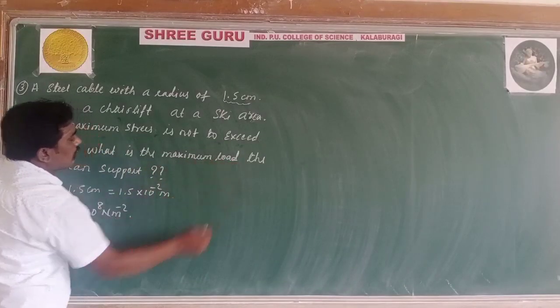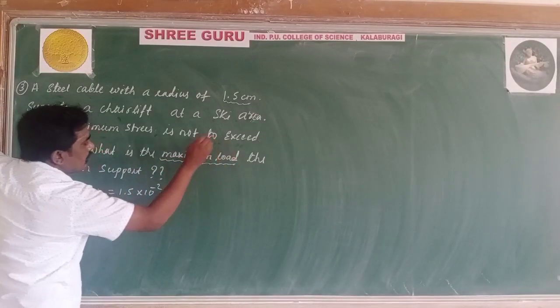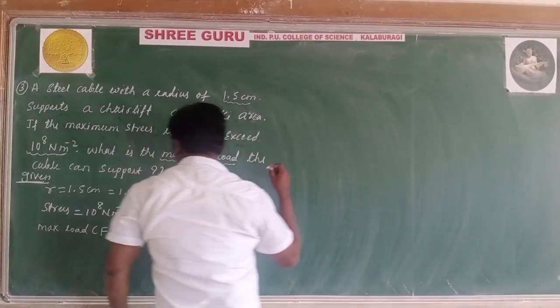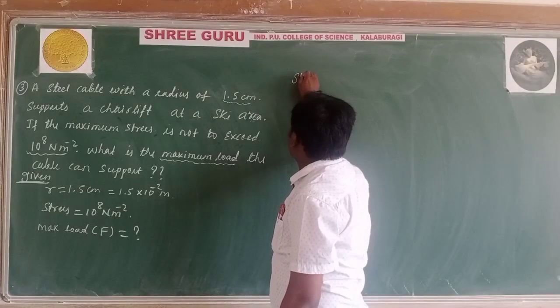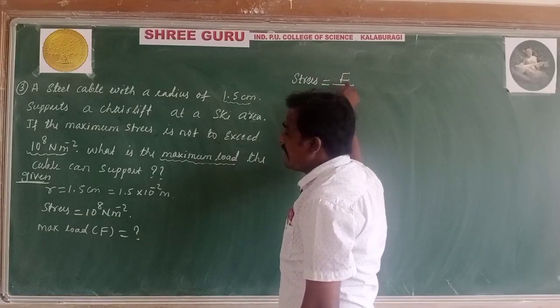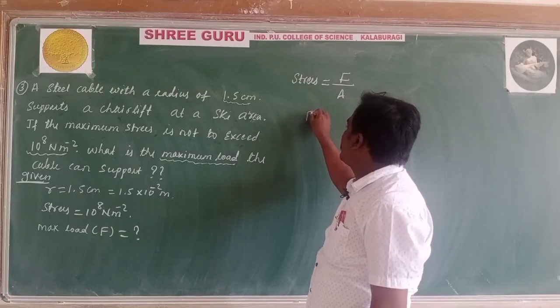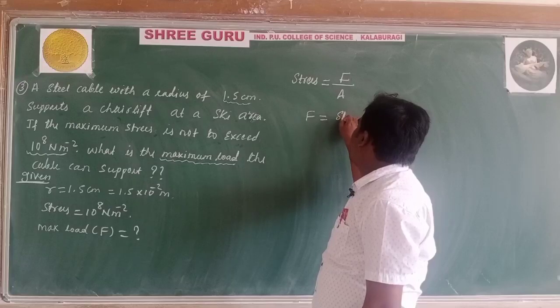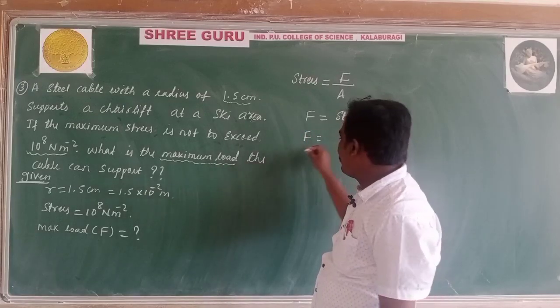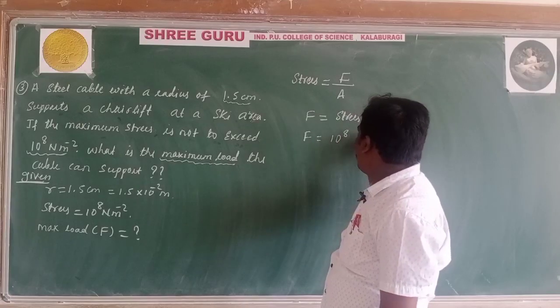Then we should find the maximum load. Just keep in mind, load and applied force are the same. Maximum load is nothing but force. We should find how much force is going to act on that steel cable. We know the basic formula: stress is equal to force divided by area. So force is equal to stress into area. How much did they mention for stress? That is 10 to the power of 8. What is the formula for area?